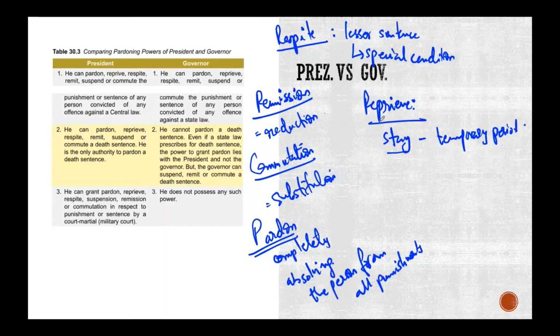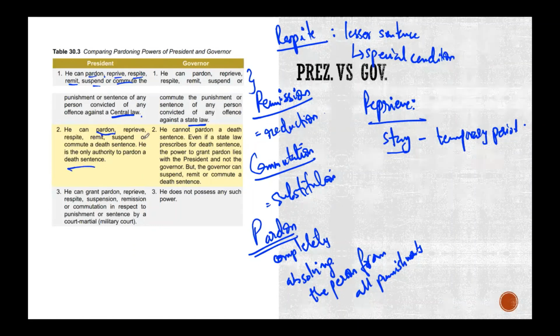Now let's compare the pardoning powers of the president and the governor. Generally, this is about central law and this is about state law. So the president can do whatever: pardon, reprieve, respite, remit, suspend, or commute, against any central law, and the governor does the exact same thing for state laws.